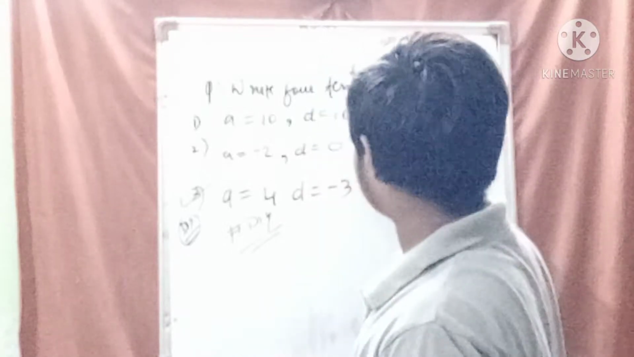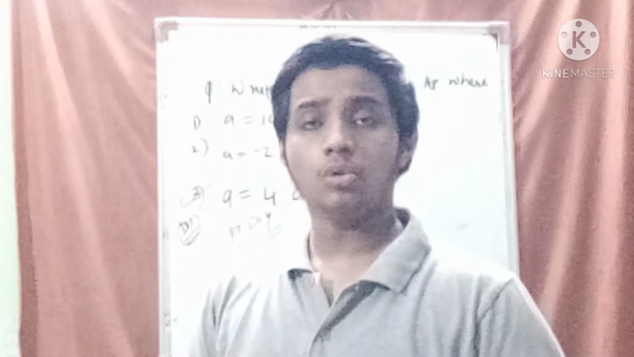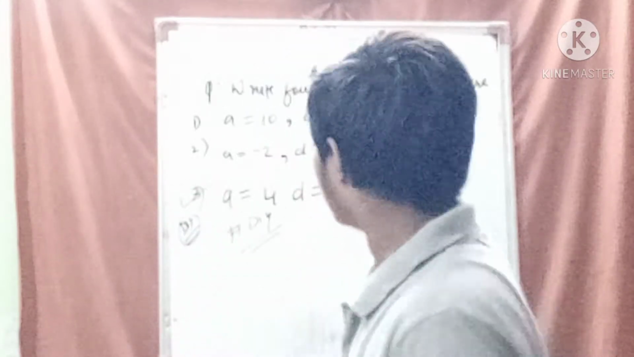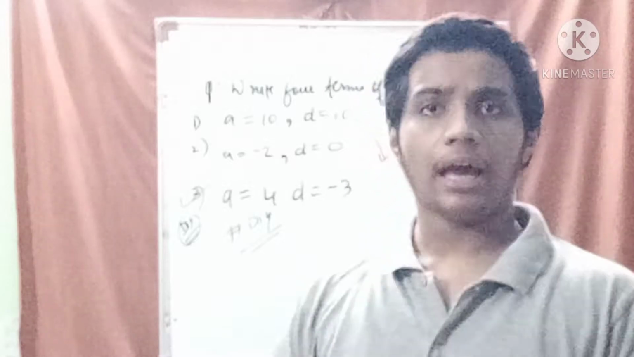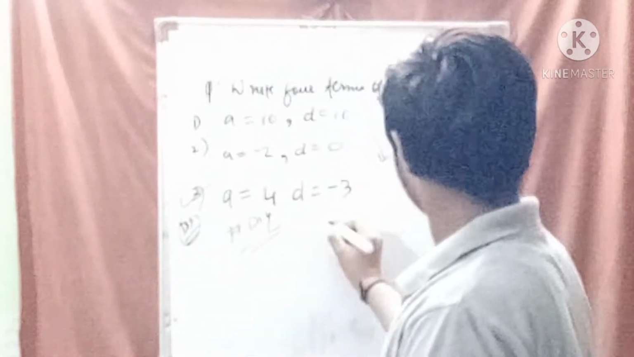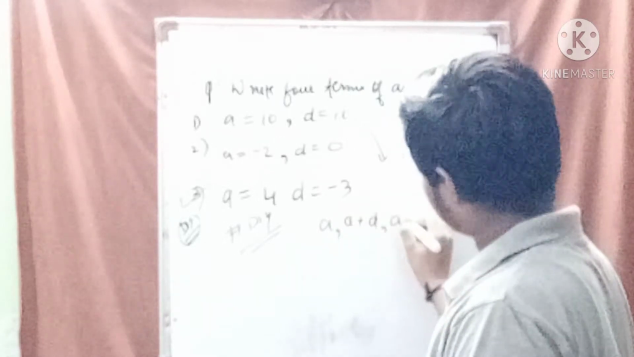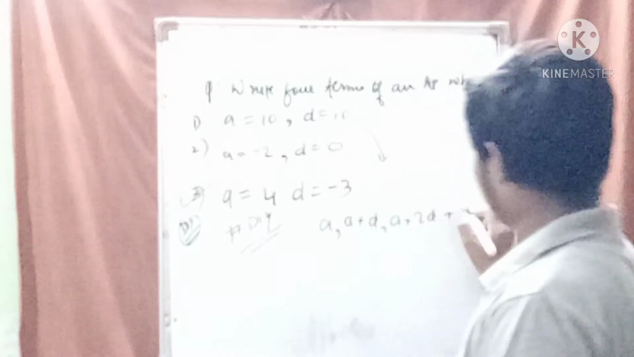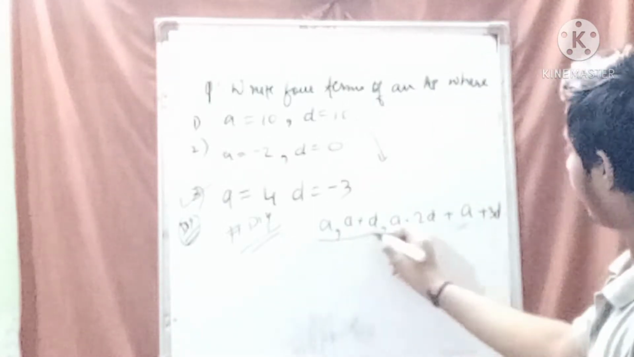So let's take the first question. In this question, we have to give the first 4 terms of an AP. As I have earlier discussed, the first 4 terms are A, A plus D, A plus 2D, and A plus 3D. These are the first 4 terms.